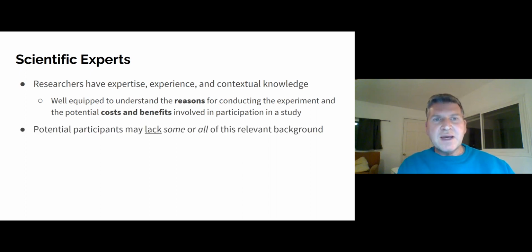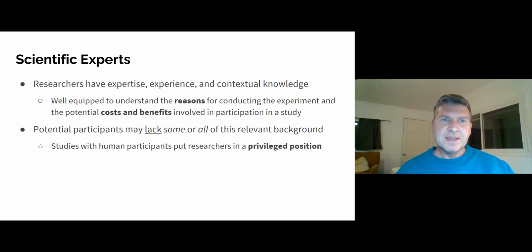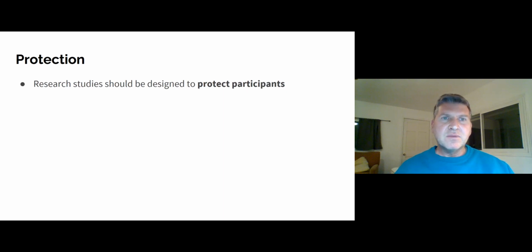Now, contrast that with a potential participant. They may not know all of this relevant information. They don't understand the study except for what they're told. Studies with human participants put researchers in a privileged position. Researchers have more knowledge about what will happen in the study and what the potential outcomes are than participants. There's got to be some kind of protections that can help participants not be exploited. So research studies should be designed to protect them.